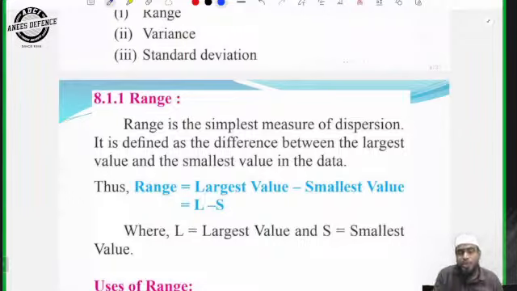So we are going to variance and standard deviation. Why? Range considers only the maximum value and the minimum value. It is not bothered about the in-between observations. So we need a parameter which will consider all the observations. Such parameters are variance and standard deviation.